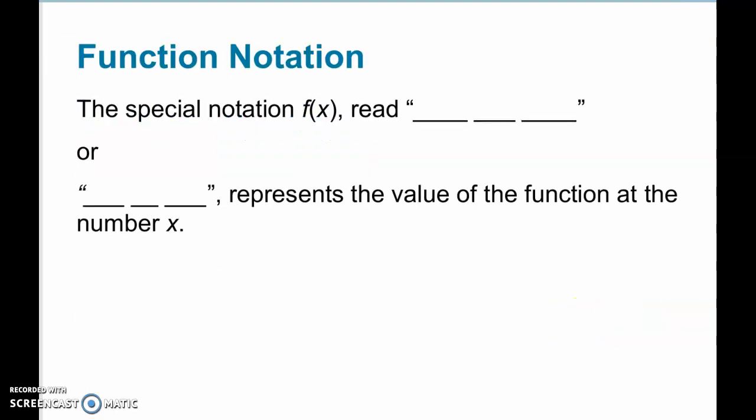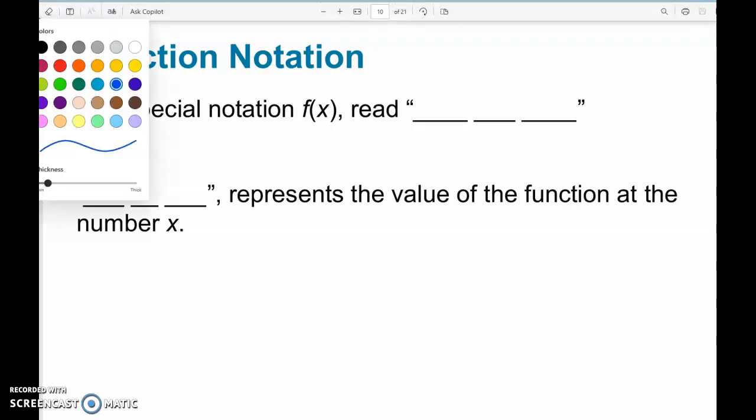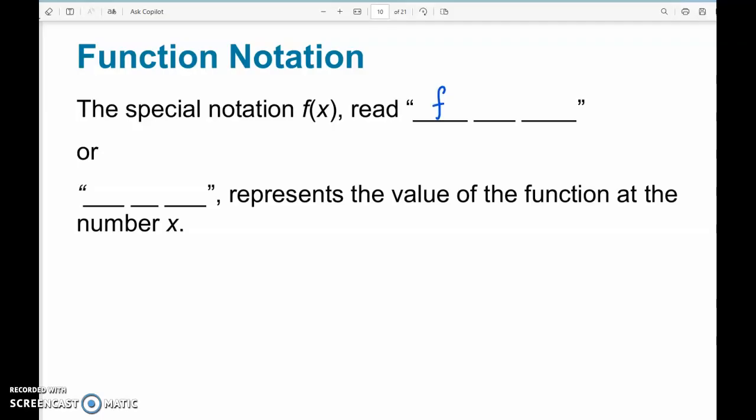So continuing in section 1.2, we want to talk about what function notation is. This is a special notation to represent a function if it fits our definition that we had given on the previous page. It's this f with the parenthesis x, close the parenthesis. It is read as f of x, or you can say f at x, where this represents the value of the function at the number x.